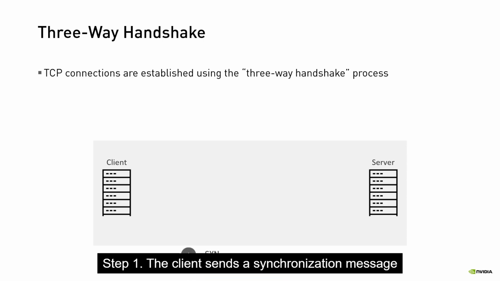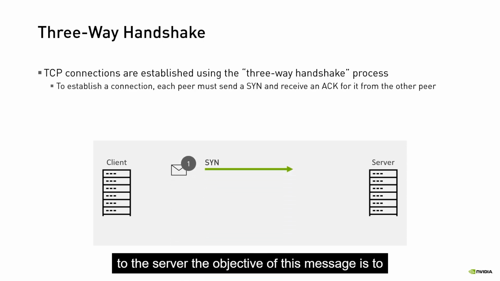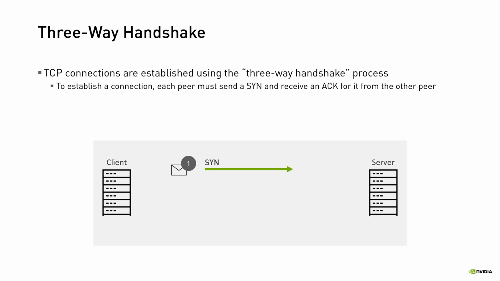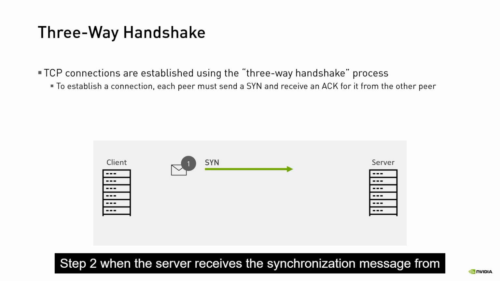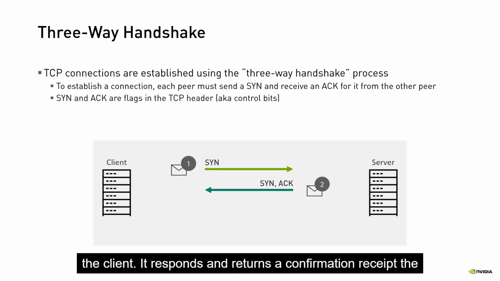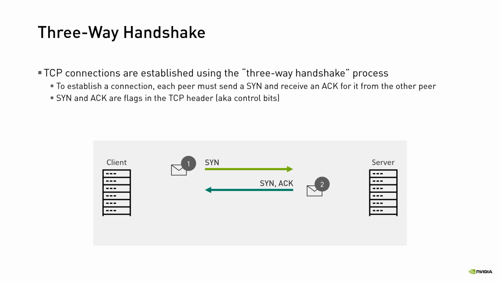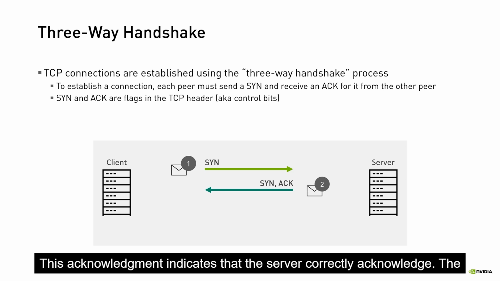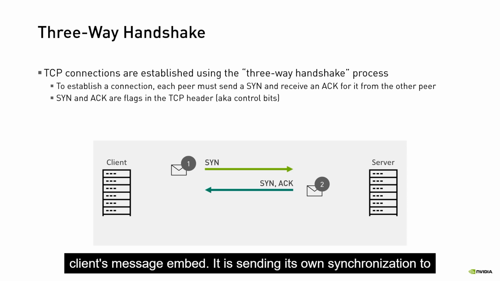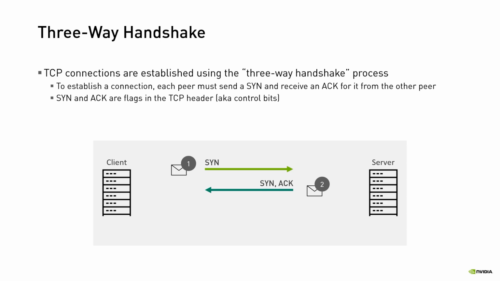Step 1. The client sends a synchronization message to the server. The objective of this message is to ask or infer if the server is open for new connections. Step 2. When the server receives the synchronization message from the client, it responds and returns a confirmation receipt, the acknowledgement message or SYN ACK message. This acknowledgement indicates that the server correctly acknowledged the client's message and that it is sending its own synchronization to be acknowledged as well.